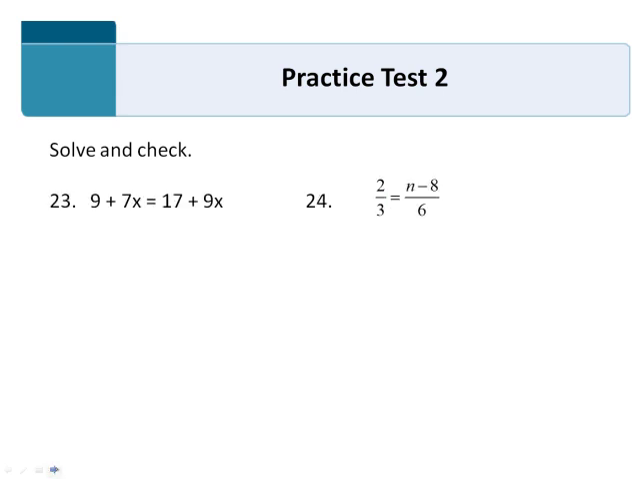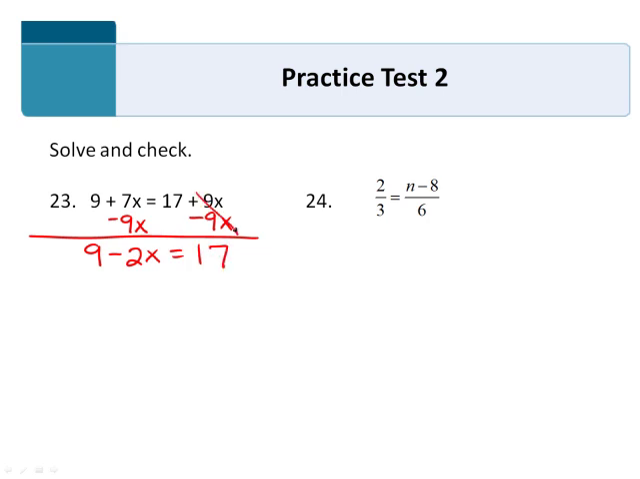All right, 23. So again, we have variables on both sides here. 9 plus 7x equals 17 plus 9x. So my first step is I want to get my variables on the same side of the equal sign. So I'm going to subtract 9x from both sides. So the 9 comes down. 7x minus 9x is negative 2x, because you subtract there, equals 17, and the 9x's are gone.